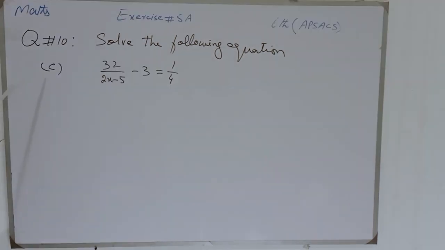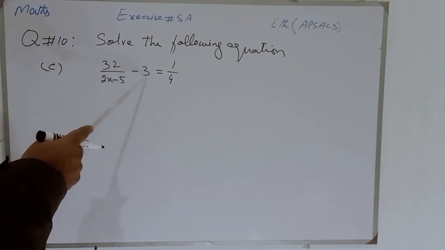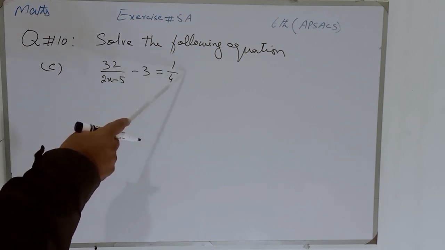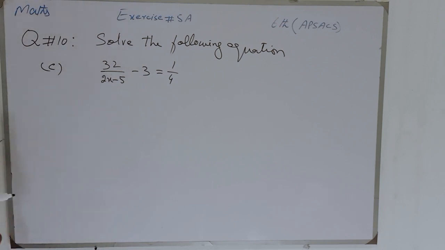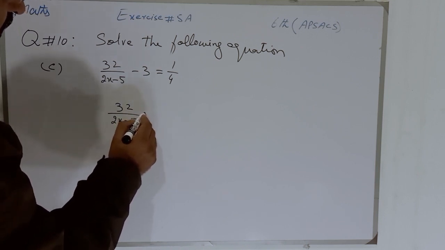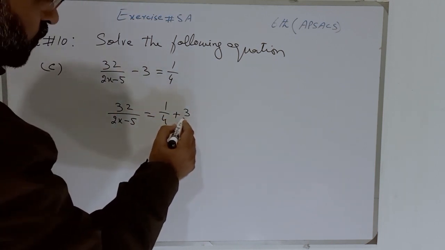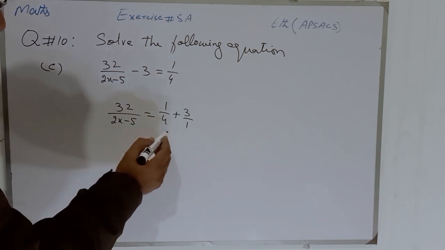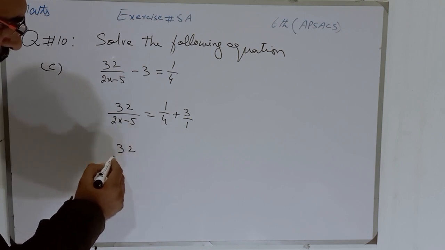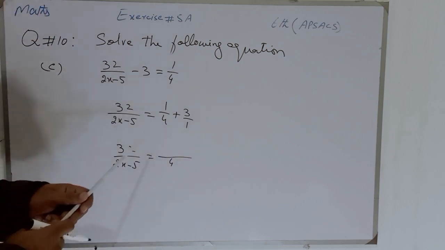Students, C part of the 10th question is 32 over 2x minus 5 minus 3 is equal to 1 over 4. Students, first I will transfer this minus 3 to the other side and it will become plus. And on the left side it is written 32 over 2x minus 5 is equal to 1 over 4 plus 3, and I can write 3 as 3 over 1. Now students, we will take the LCM of the denominators of the right side and the left side will be written as 32 over 2x minus 5 is equal to, 4 will be the LCM of 1 and 4.